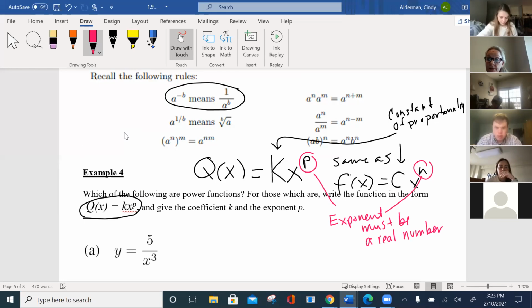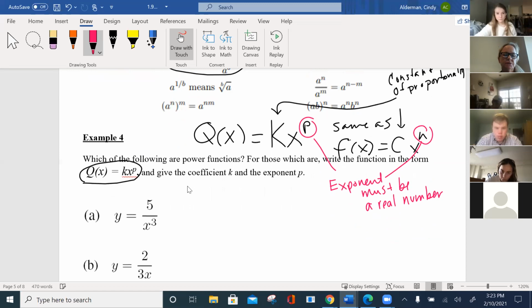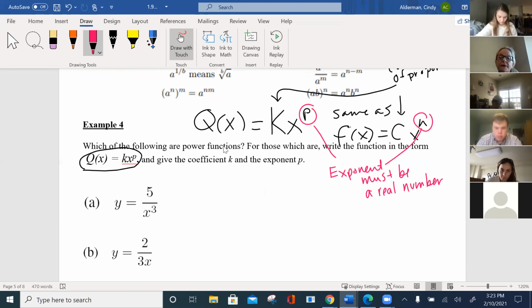So it's actually a number, by the way. It can't be a variable. It's actually a number that's in there. Okay, so which of the following are power functions?